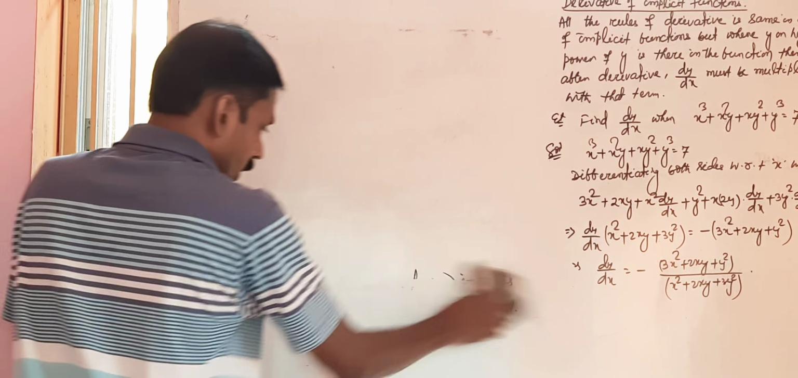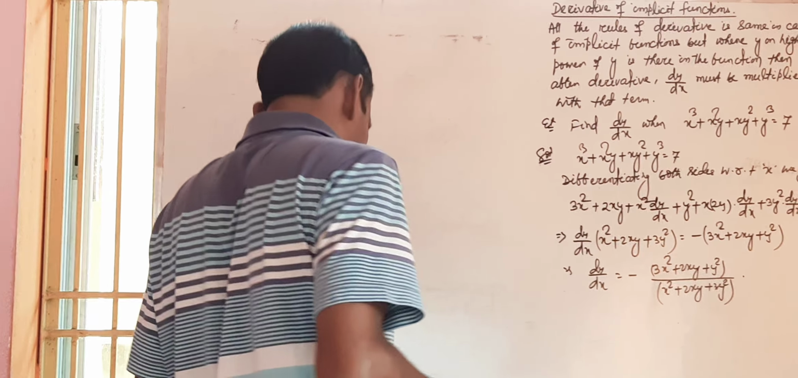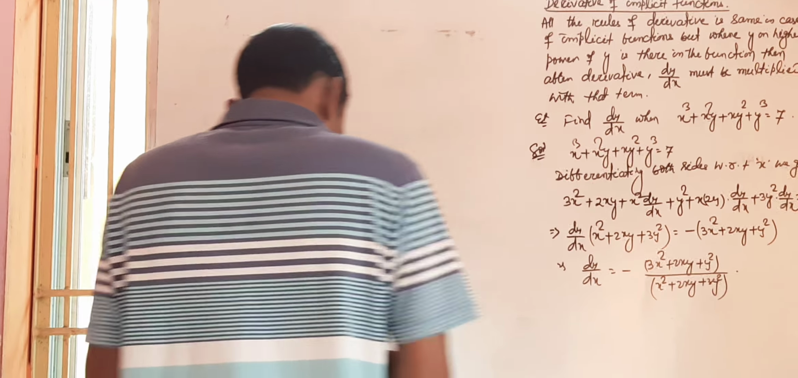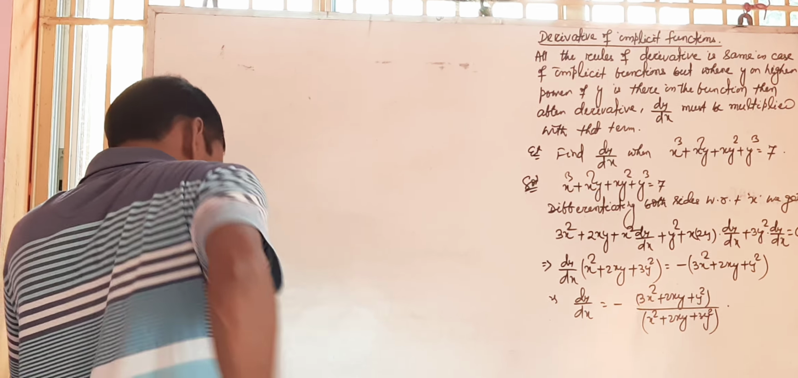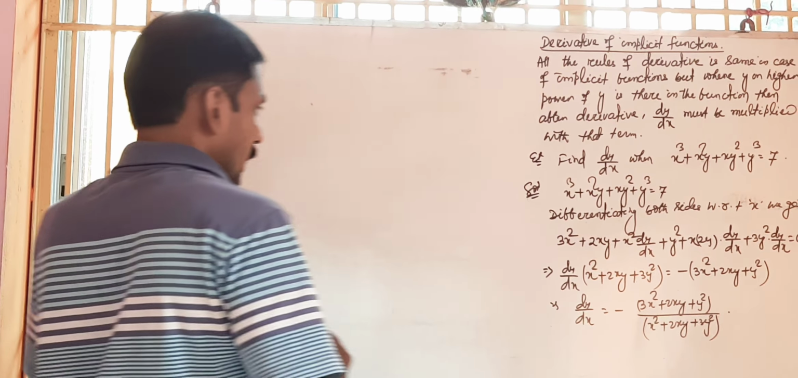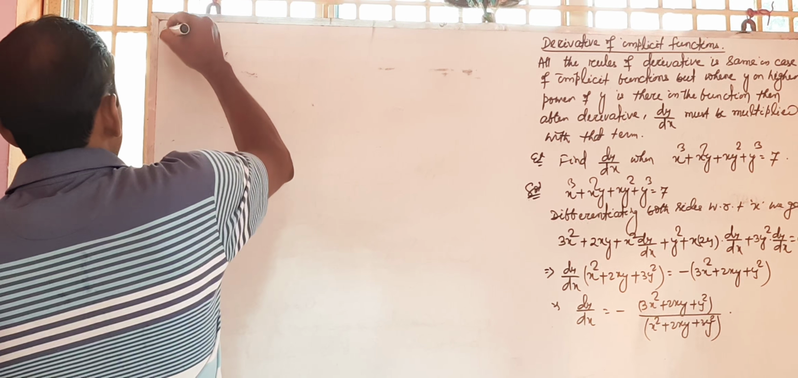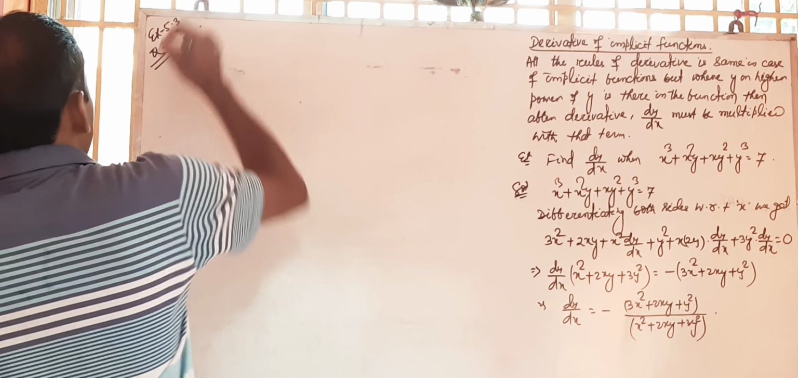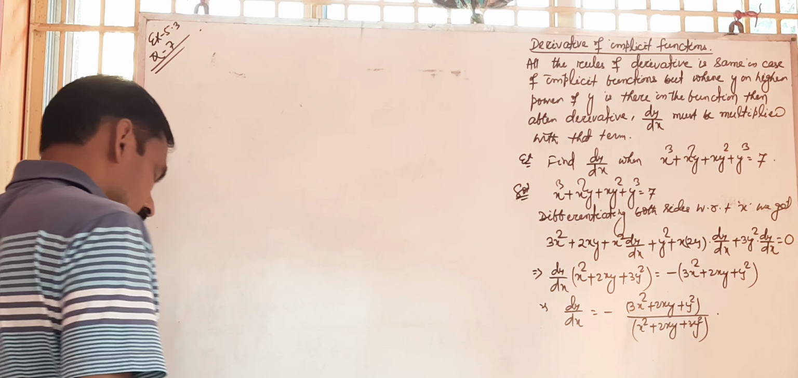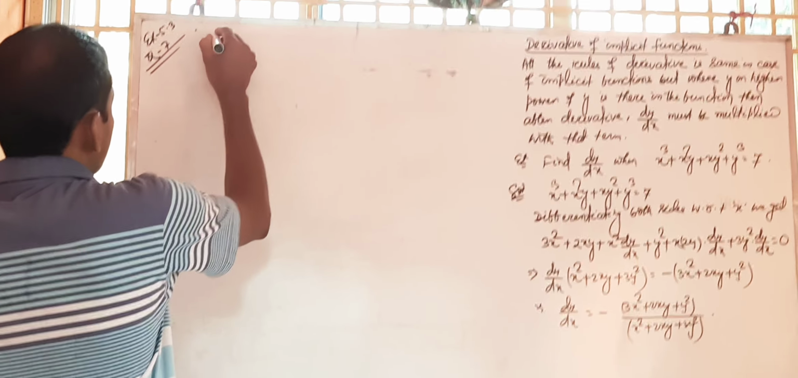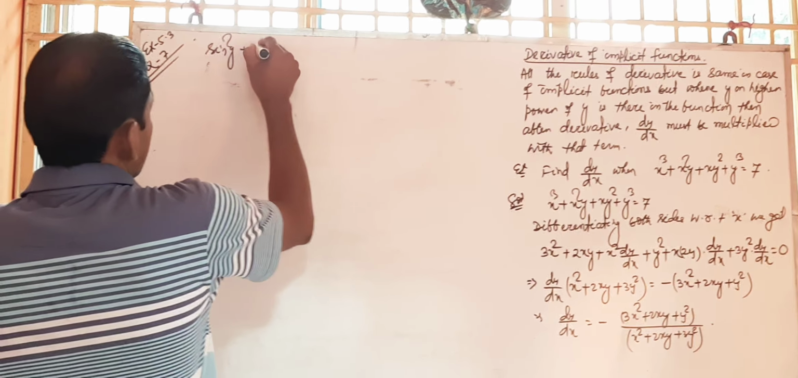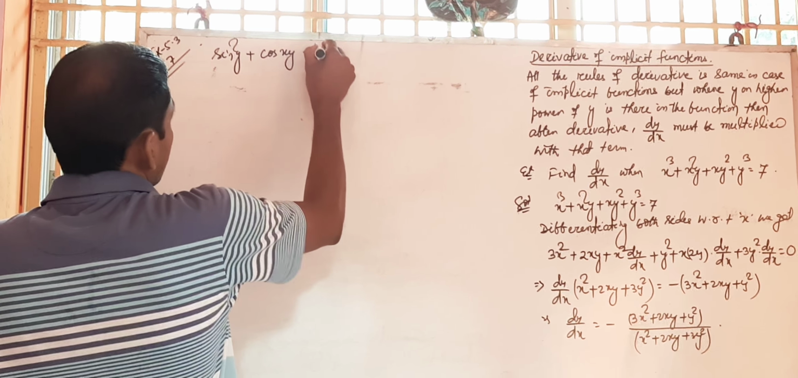In your textbook, in exercise 5.3, I have already solved one question of this type. Here, exercise 5.3, question number 7: find dy by dx if sin square y plus cos xy equal to k.